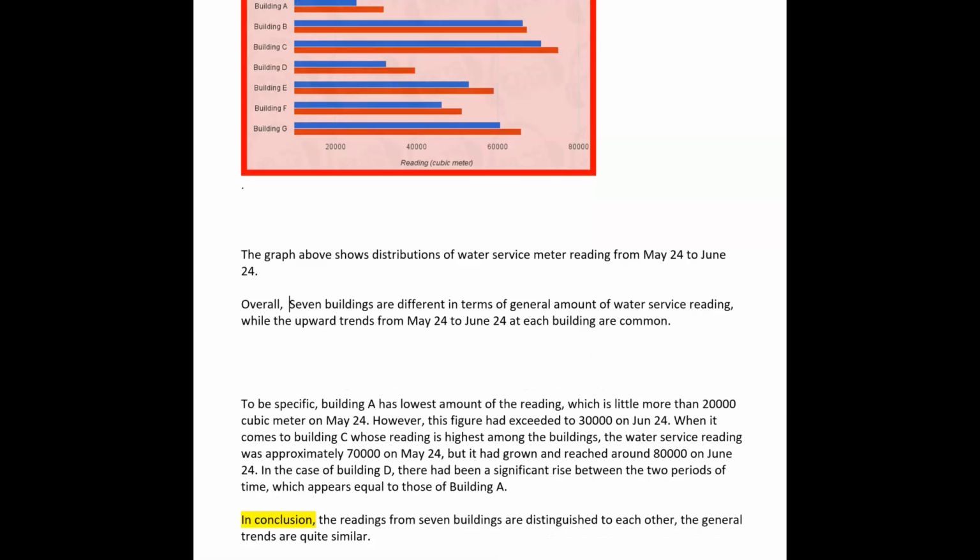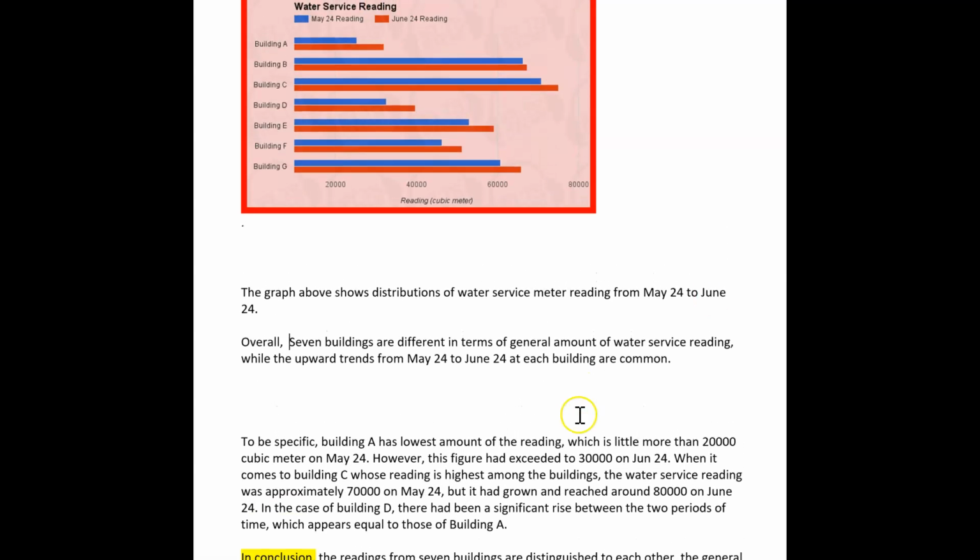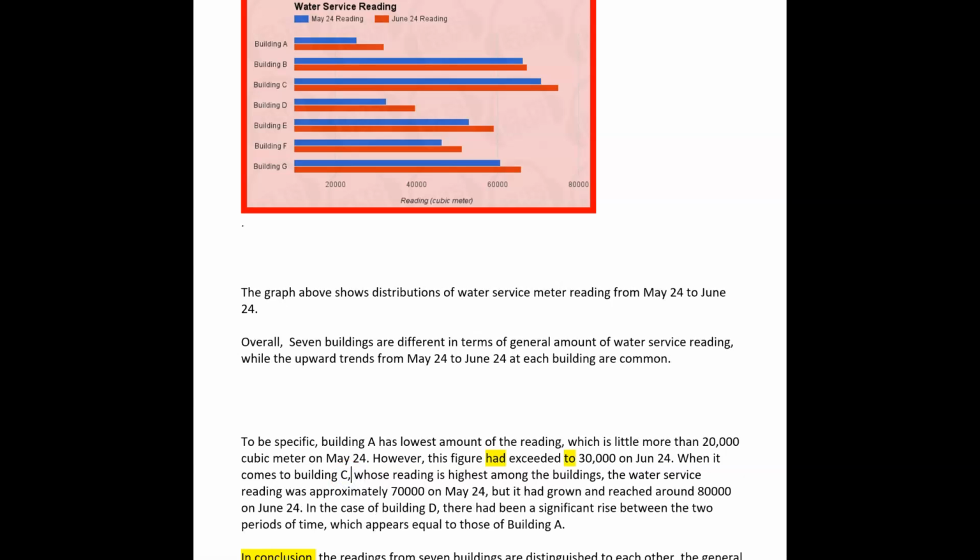To be specific, building A has the lowest amount on the reading, a little more than 2,000. So you have to put 20,000 like that on 24th. Now this figure grew to, or had exceeded, just exceeded, past simple, exceeded 30,000. And you just exceed, you don't exceed to. When it comes to building C, comma, whose reading is highest, the water service reading was approximately 70,000, but it grew again.